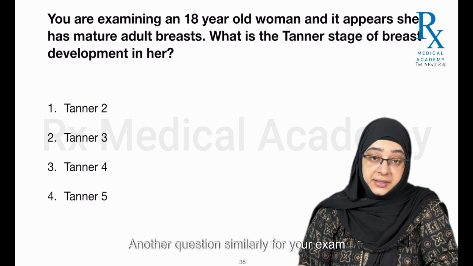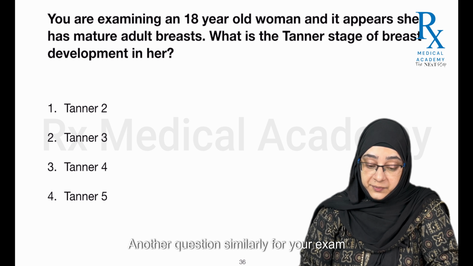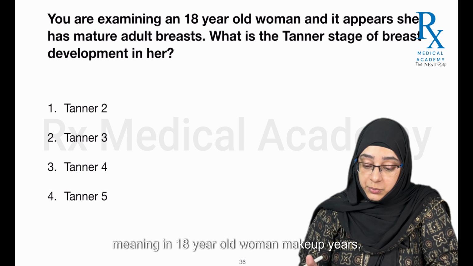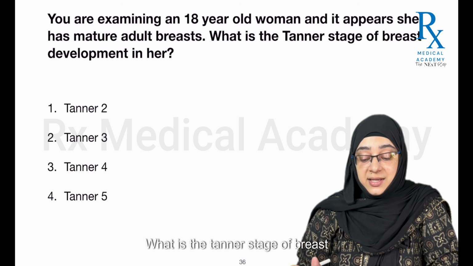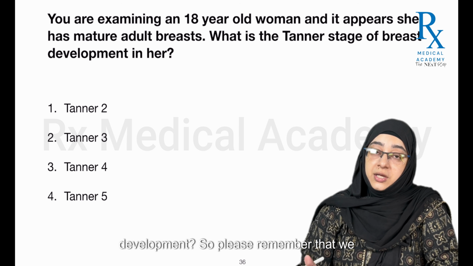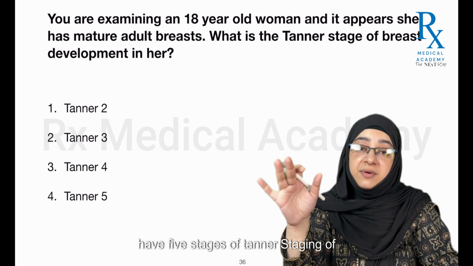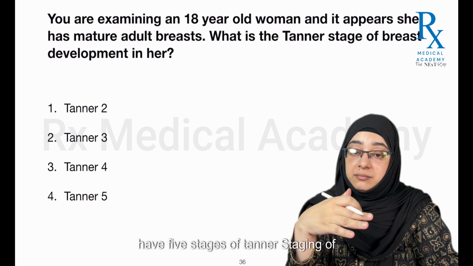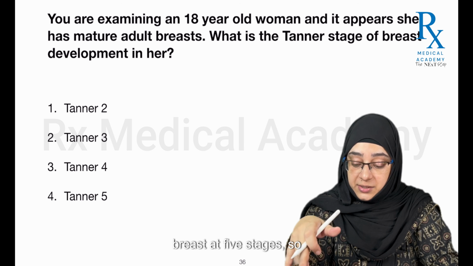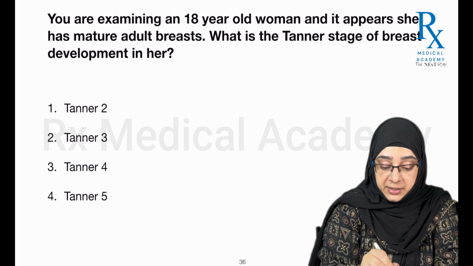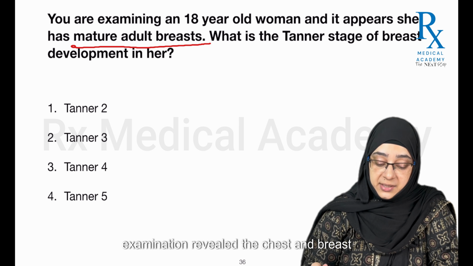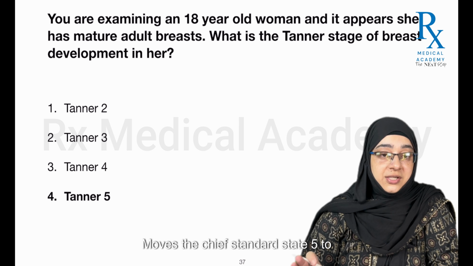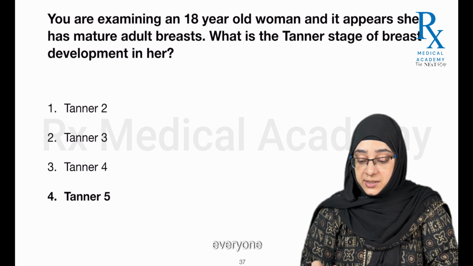Okay. Another question, similarly. You're examining an 18-year-old woman and it appears she has mature adult breasts. What is the Tanner stage of breast development in her? Please remember that we had 5 stages of Tanner staging of breast. The examination reveals that she has mature adult breast. It means that she is Tanner stage 5. I hope this question is clear to everyone.